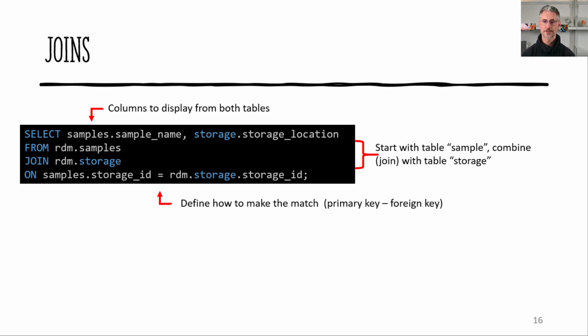So how do we do this? Now we have two tables, so we can select two columns from those tables. From samples we collect the sample name, and from storage we collect the storage location. So we start with the samples and then join the other table, like combine the two. We add the storage one to the samples. Now we need to tell the database how we're going to do this. So we do this join on the storage ID.